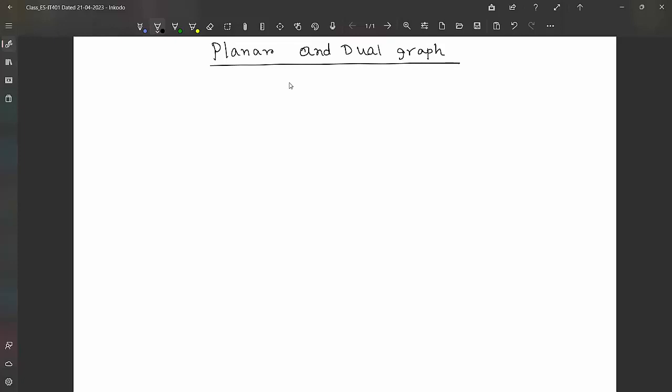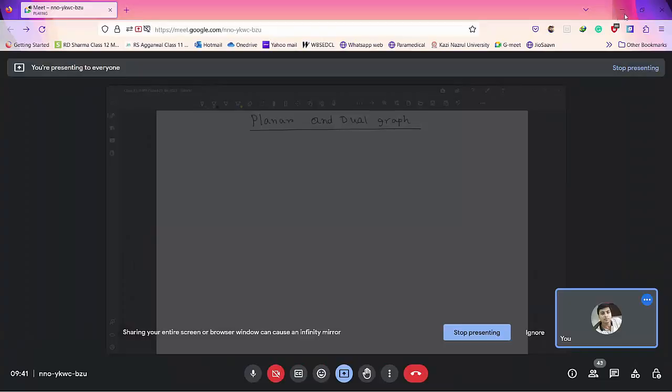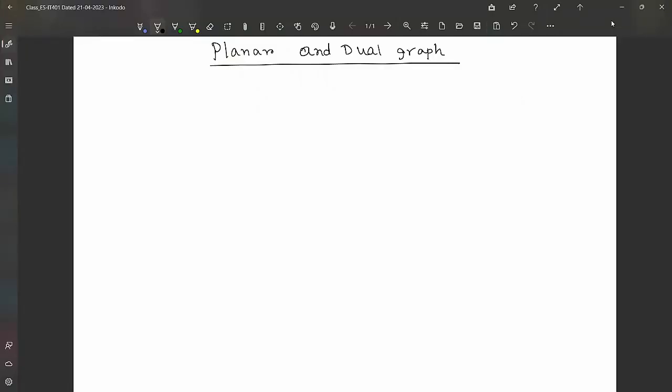So basically the word planar comes from the concept that if you can draw a curve in a plane, if it is possible to draw a graph in a plane, then we say that this is a plane graph. And also if in this graph no edges are intersecting, then we say that this is a planar graph. That means suppose you consider this graph, let's take this graph.